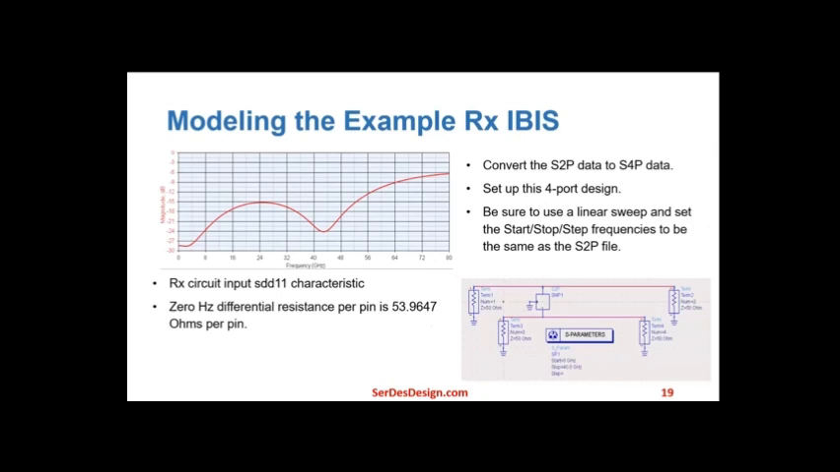Modeling the example Rx IBIS. In this example, the Rx circuit input impedance was measured as S2P data. That data showed that the Rx circuit input resistance at 0 hertz is 53.96 ohms per pin. That S2P data was converted to S4P data using the approach discussed earlier.